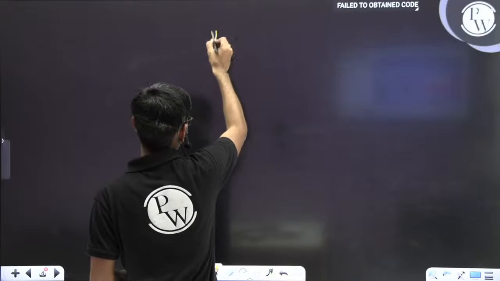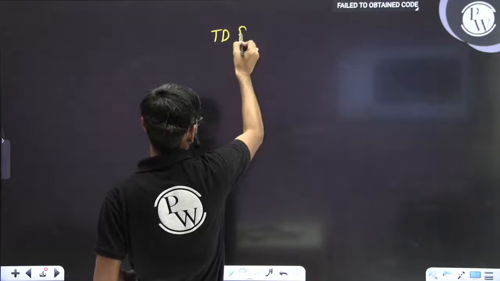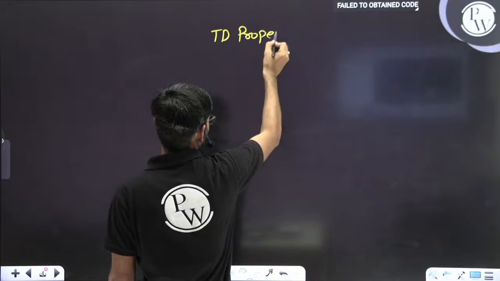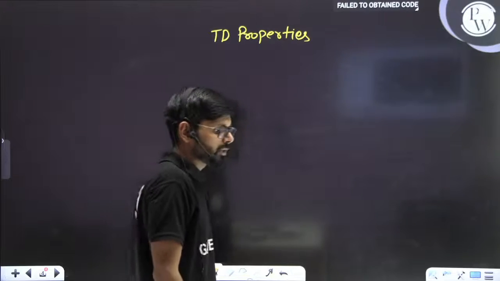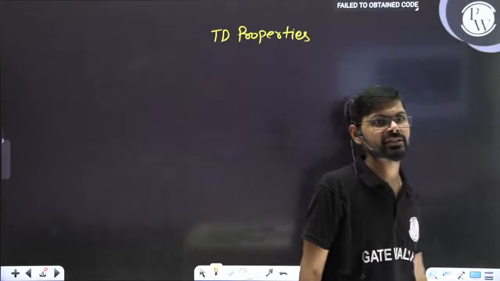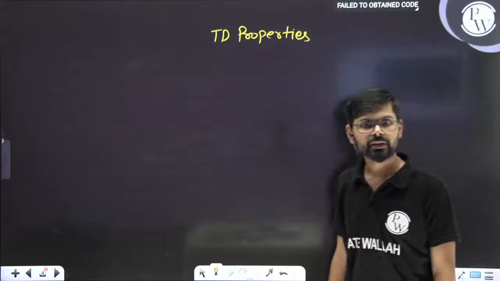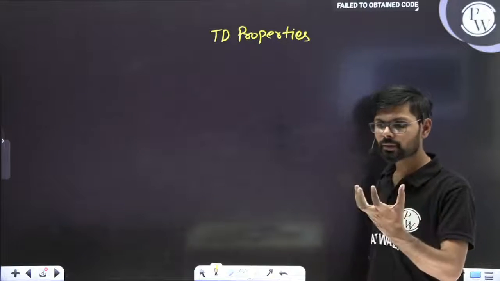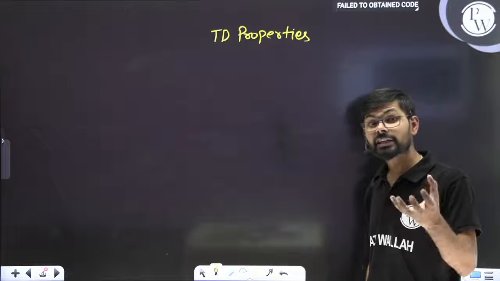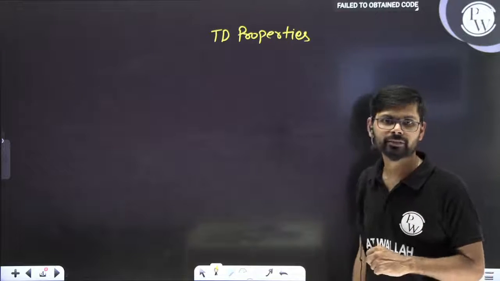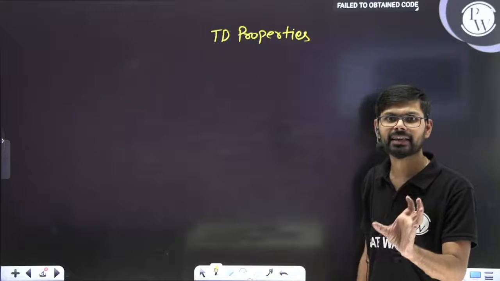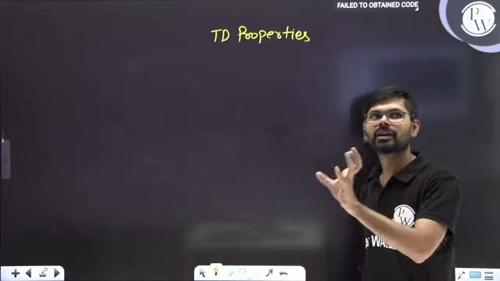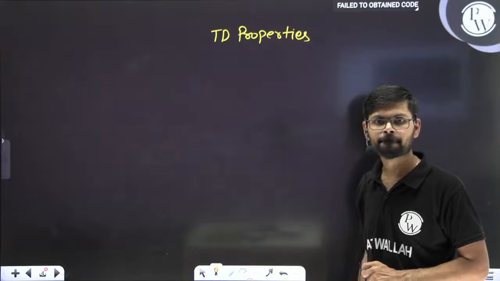Now I'm going to share a few things about the properties. The very first thing is the thermodynamic properties. Just now I told you that thermodynamic properties are the characteristics by which the system can be identified. And not only the system, the condition of the system can be identified. What is the actual condition at a particular instant, that can be identified with the help of thermodynamic properties.